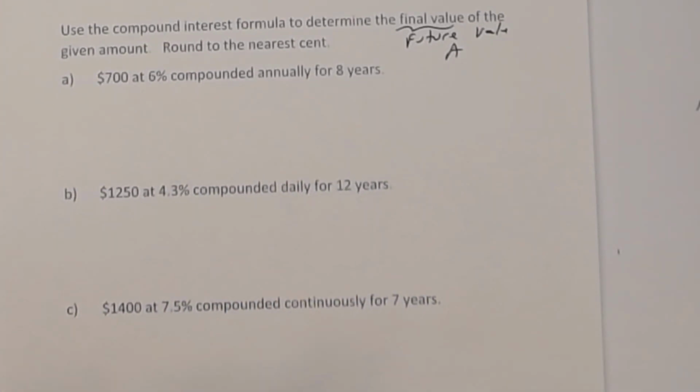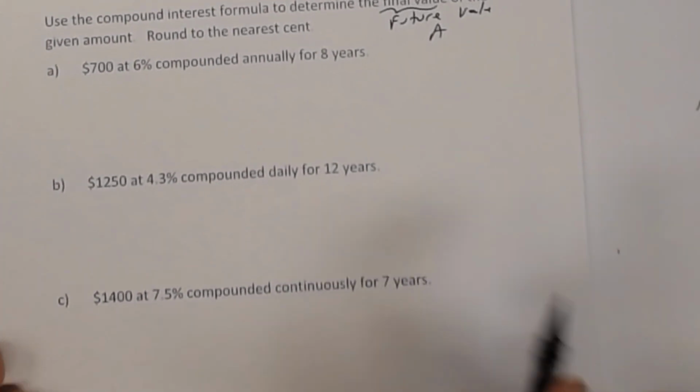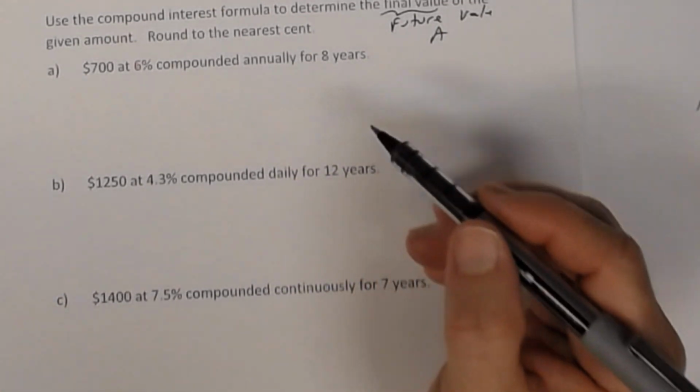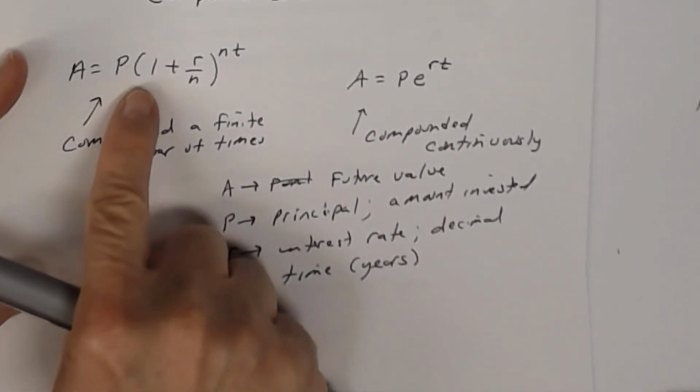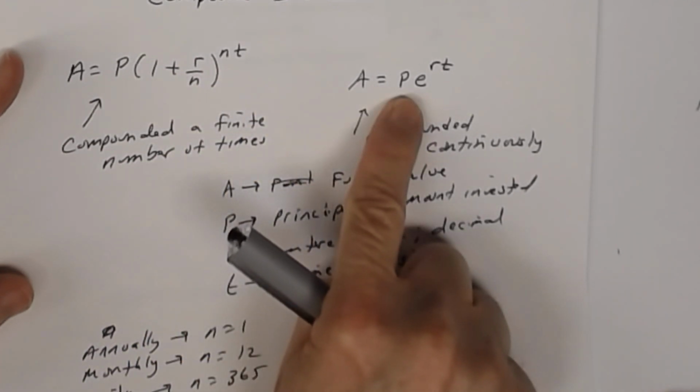Okay, so you have $700 at 6% compounded annually for 8 years. So remember your formula. I'm going to go ahead and write down the formula. Remember, there are two formulas, so you need to determine which one you're going to use. Do I use this one or do I use the PERT one? This one.